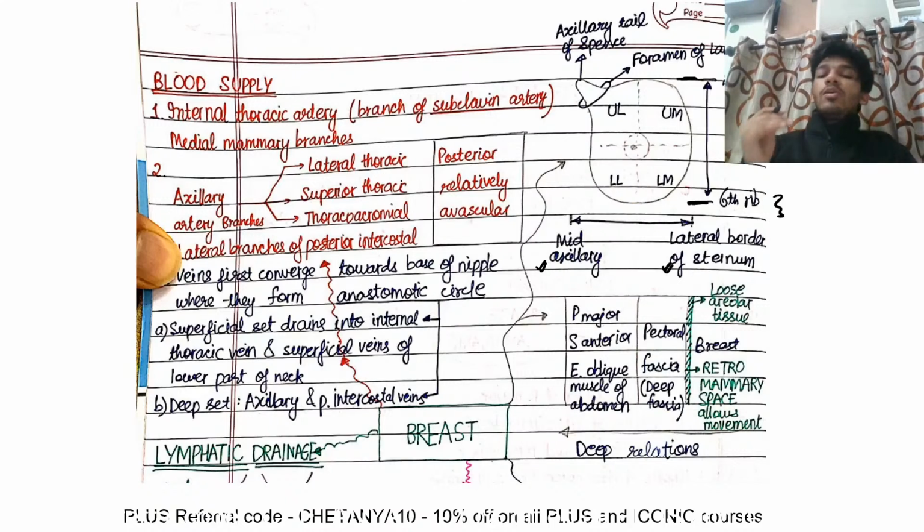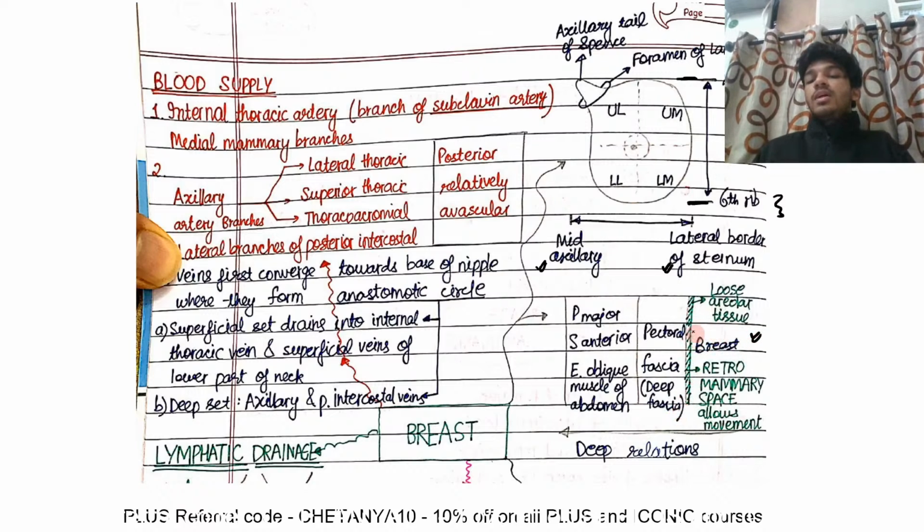Besides that, if you talk about its deep relations, what is there behind the breast? The breast is in the superficial fascia. So what is above the breast? Skin. What is behind the breast? You will come across a few muscles and a few fascia. If this is the breast, the first thing you will encounter is something known as the retromammary space. Retromammary space comprises loose areolar tissue.